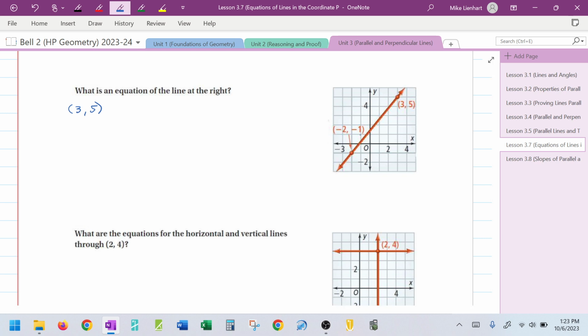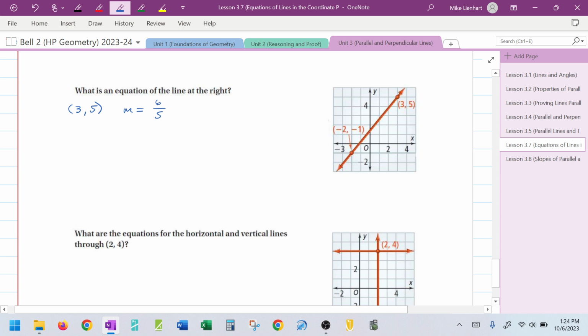But now I need to figure out the slope. To find the slope, I could either subtract the y's on top and subtract the x's on the bottom, or I can count since they gave me a picture. So I'm going to go ahead and count. Let's see, 1, 2, 3, 4, 5, 6. 1, 2, 3, 4, 5. So my slope is 6/5.